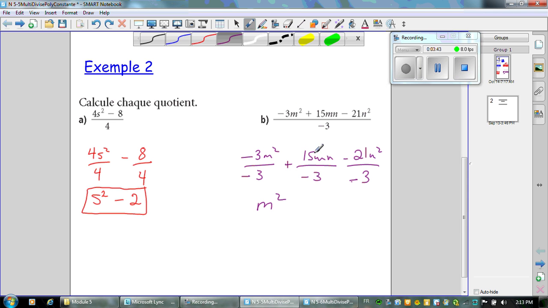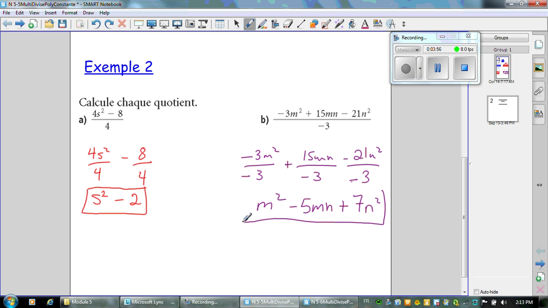And then negative 15 divided by negative 3 is going to be a negative 5mn, and then negative 21 divided by negative 3 is going to be a positive 7n squared. And notice I had a trinomial, it remains a trinomial. Just my coefficients are different.